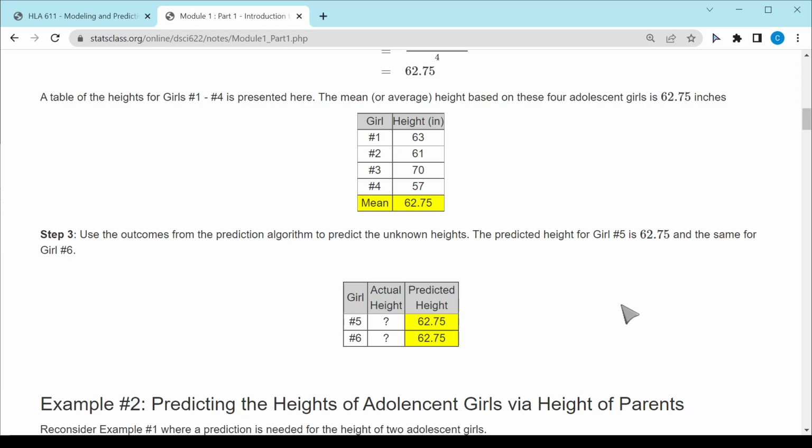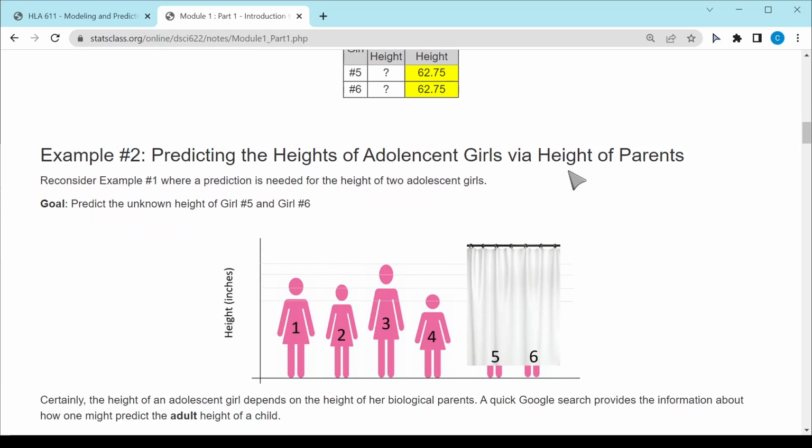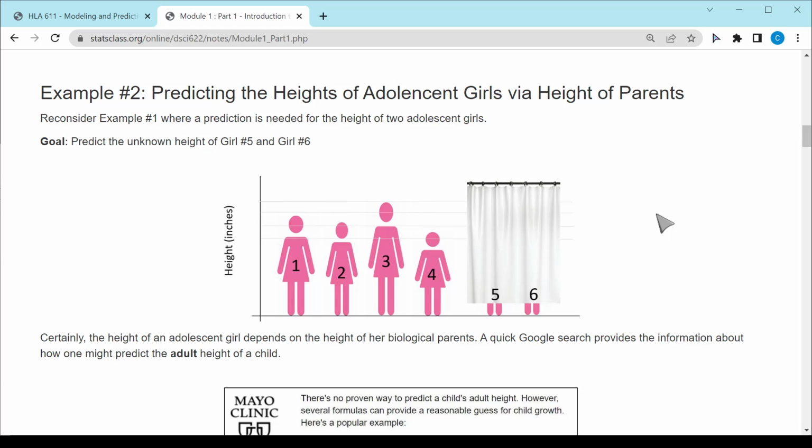Now, if we take other information about these girls into consideration, I am likely to improve upon my predictions. So in example number 2, what I'm going to do is take the height of the parents of these girls into consideration. So again, the same setup. I want to predict the unknown height for girl number 5 and girl number 6. But we're going to get information about the heights of the parents from girl number 5 and girl number 6 and use that in our predictions.